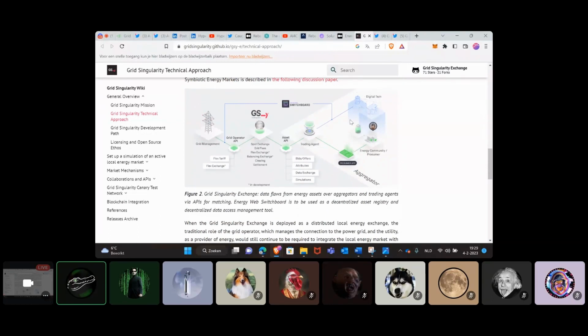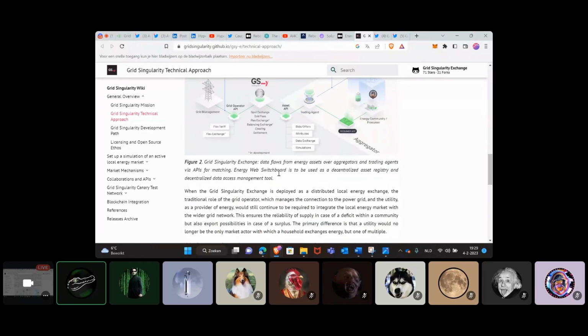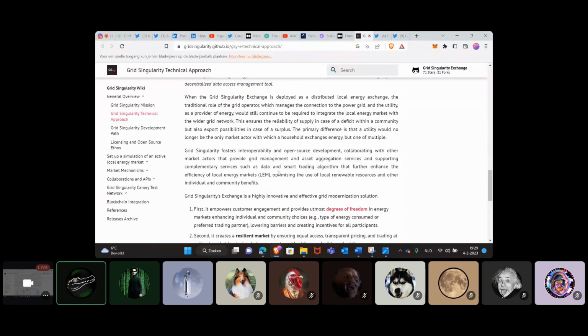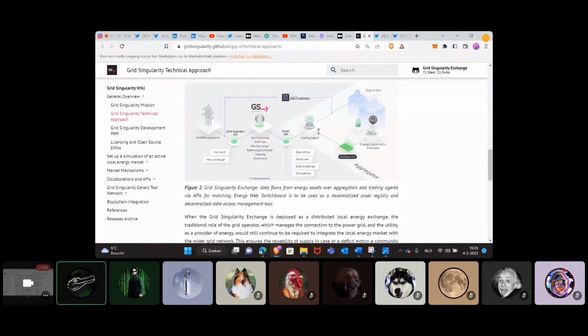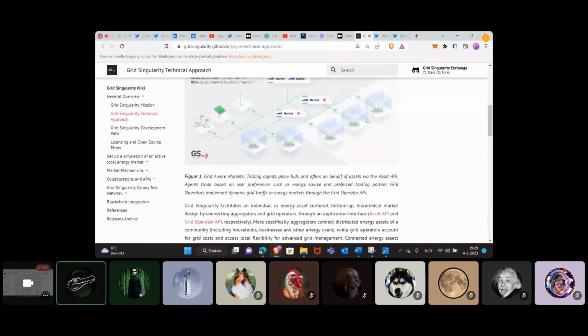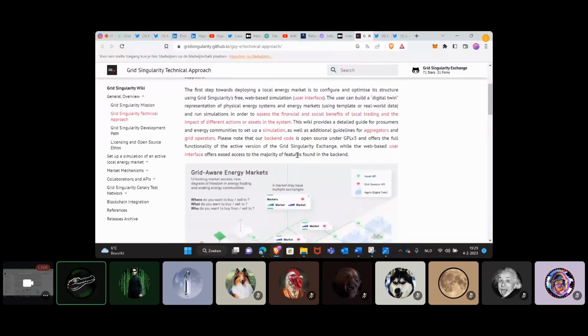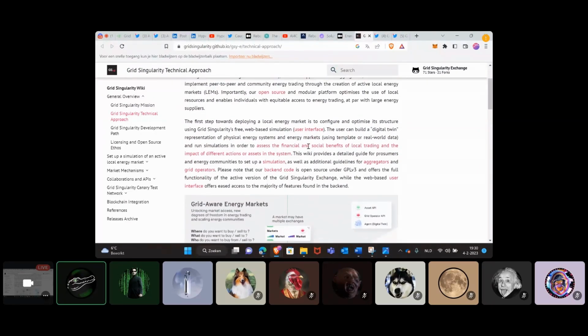So that was a really interesting picture. And I think with EnergyWeb X, when the Relaychain goes live, we will see a lot more about Grid Singularity's energy exchange and how that functions. And I can also imagine that this will tie back into what EnergyWeb now has on its web page, right?